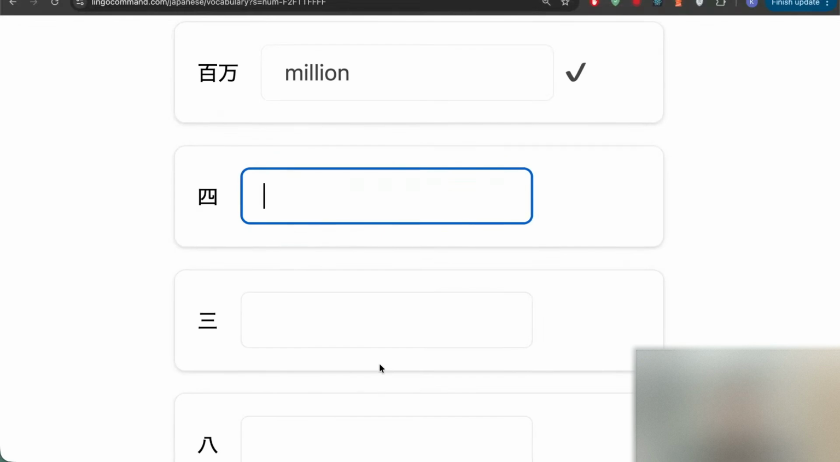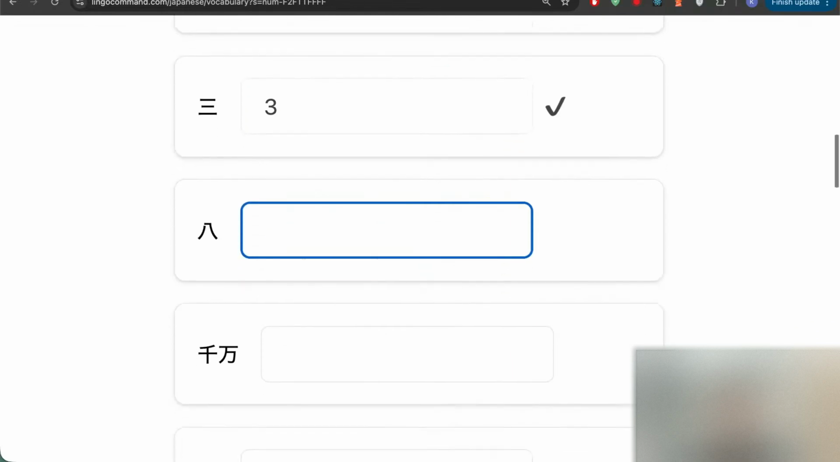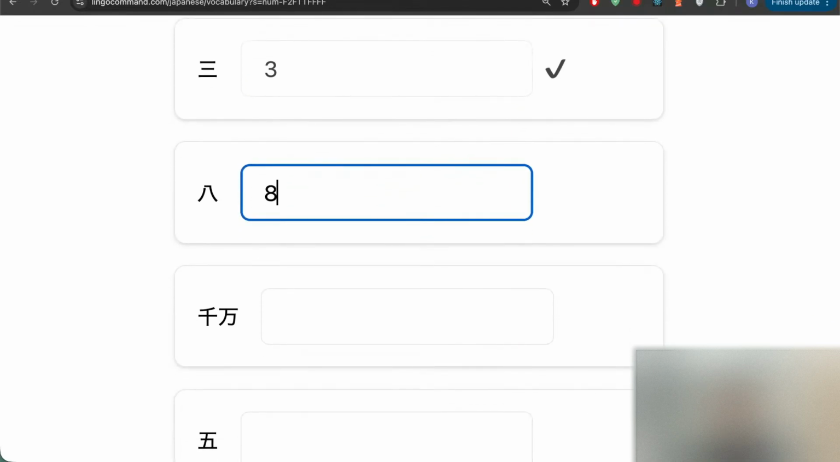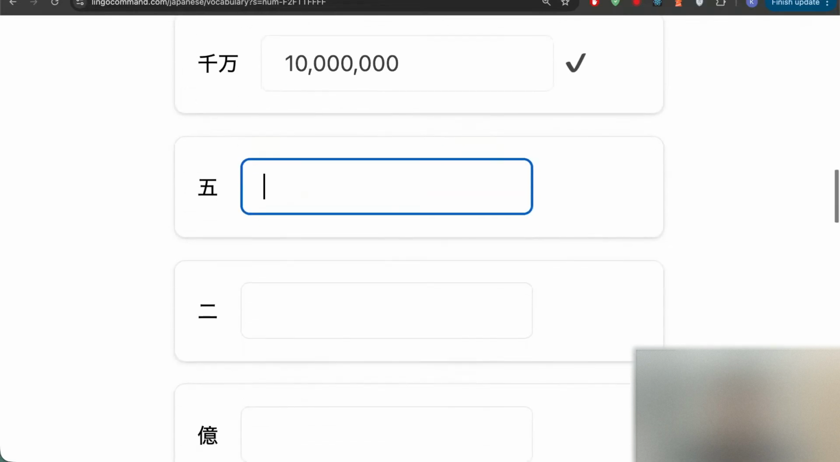This is 4, yon. This is 3 horizontal dashes, and it means 3. That's simple enough. This is 8, hachi. And then this one, it's senman. So sen, the kanji on the left, is 1,000. The kanji here on the right is man, which is 10,000. 1,000 times 10,000 is 10 million. So let's write that down. 10, comma, 3 zeros, comma, 3 zeros. Sweet.